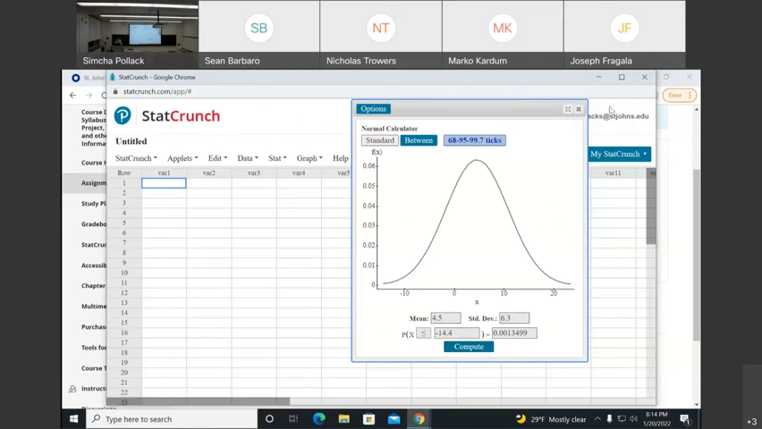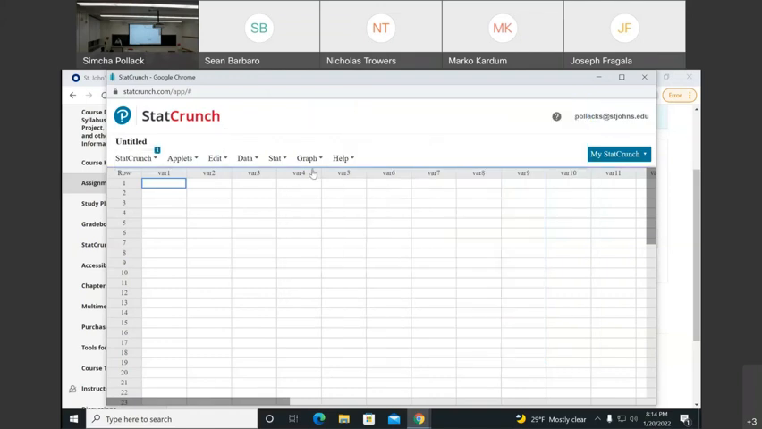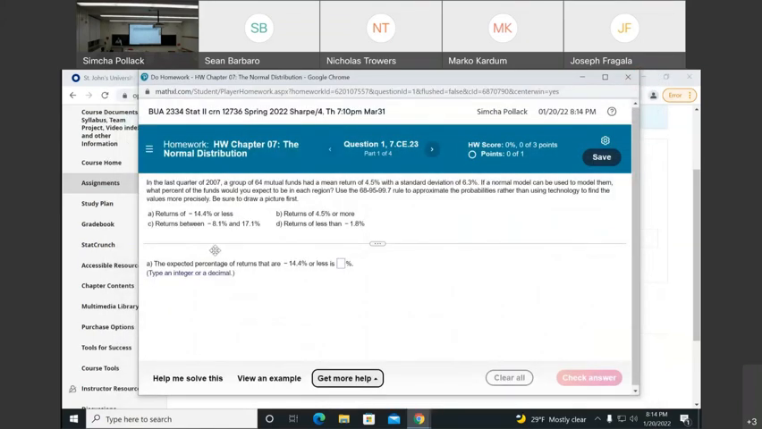So that's using StatCrunch. Anybody have any questions about how I just got that answer? Yeah, I spoke about it for 10 minutes, but it took 10 seconds to do. Okay. Getting back, I mentioned there are other help ways, and then we can go through another one. Okay, let's do part B.